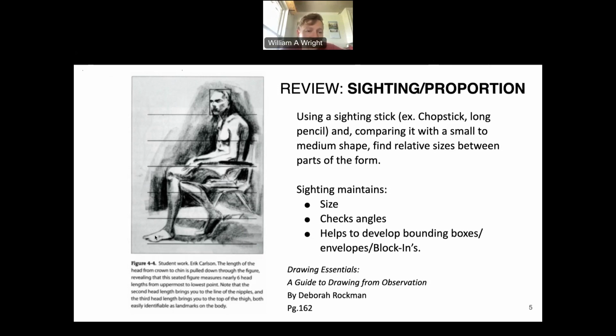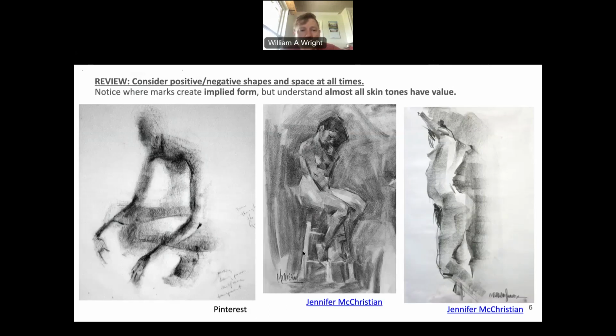His left foot is much further out. It's in front of his knee. Things like that should also help you get the sighting and proportion right. Okay, that's long enough on proportion.